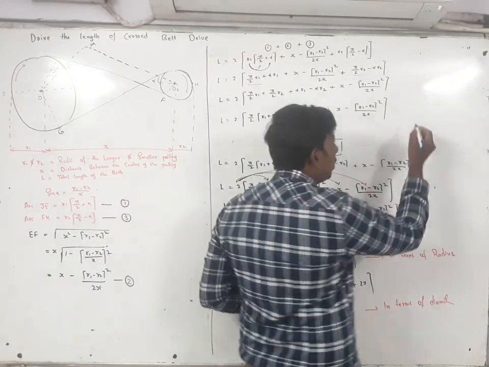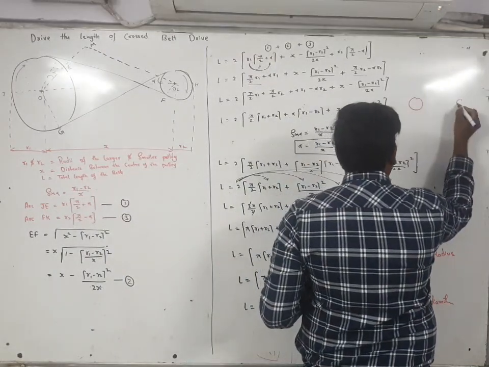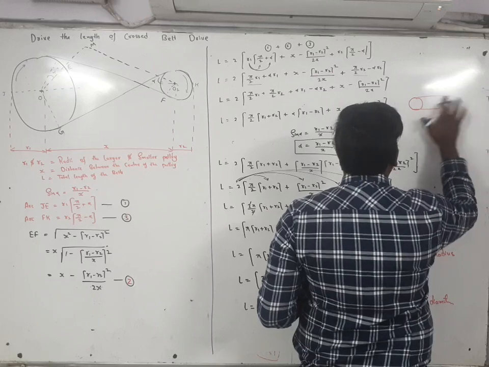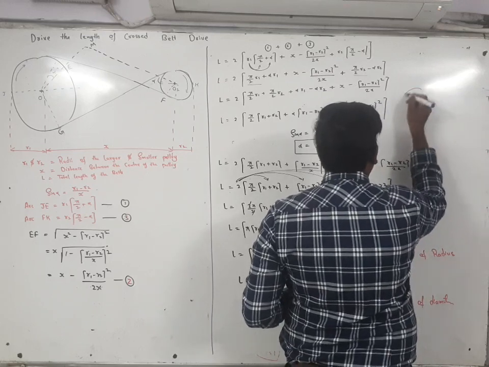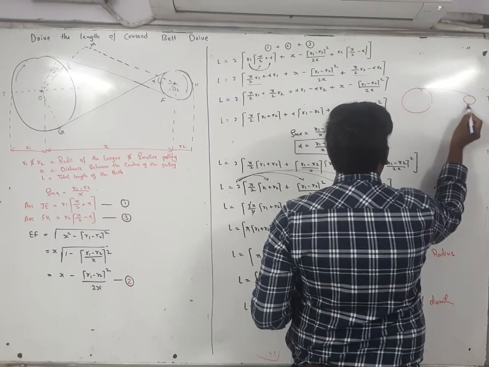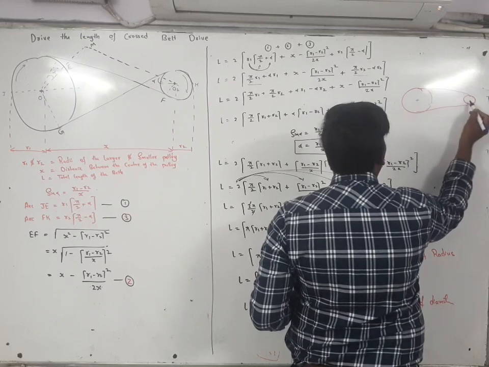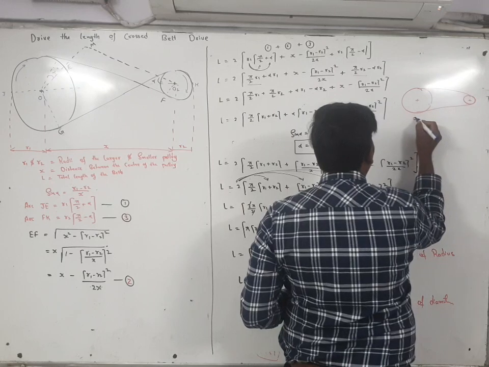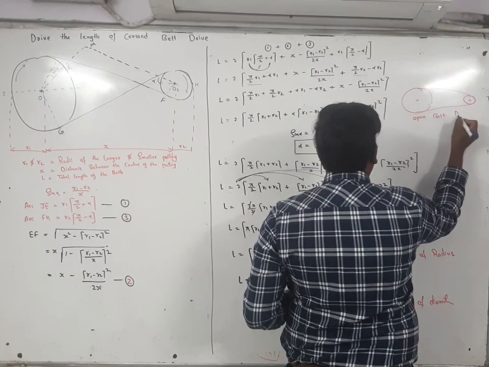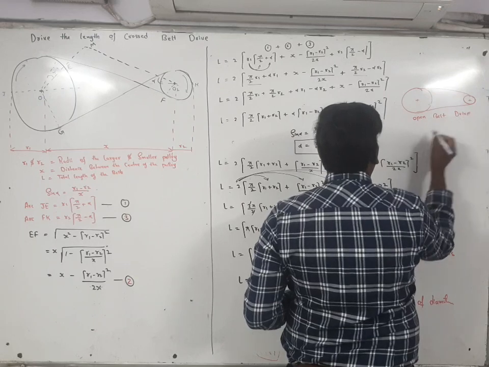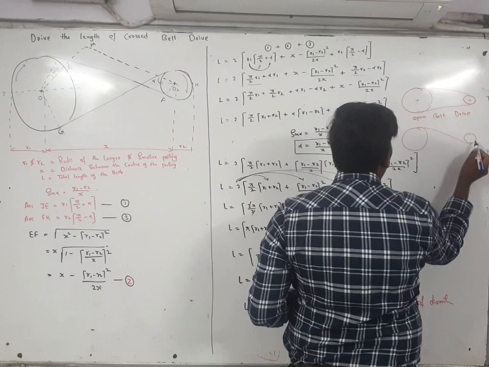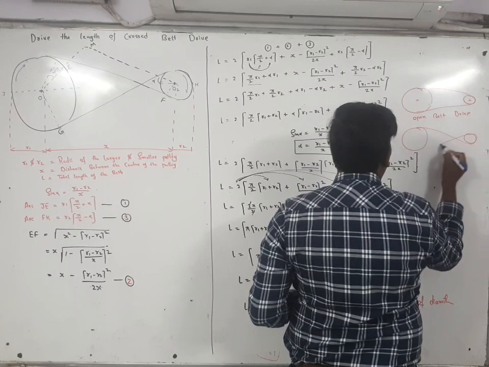See, this one is known as the open belt drive. As you can see, this one is the driver, this one is the driven, and the belt will come like this and it will go like this. This is the center of the belt. So, this one is known as open belt. If you consider this one, like this it will come and like this it will go.